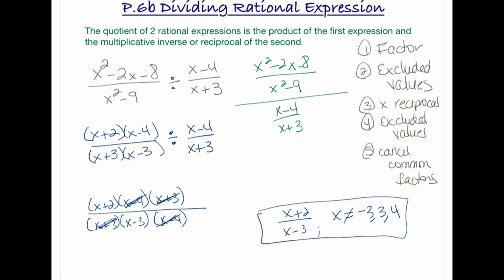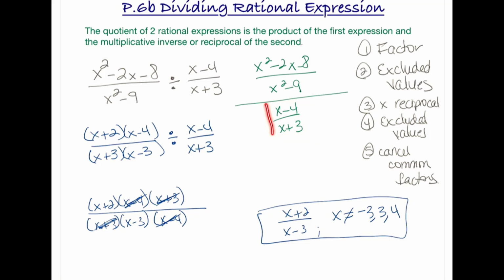So we know when it comes to fractions, our denominators can never be 0. So we're looking for those values that would make it 0. If I just look at this fraction, x equaling negative 3 is one excluded value.